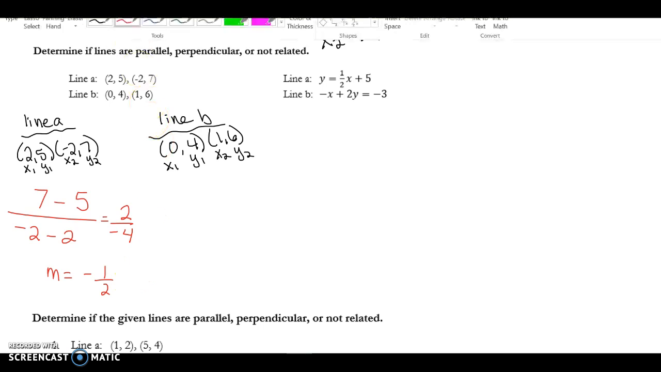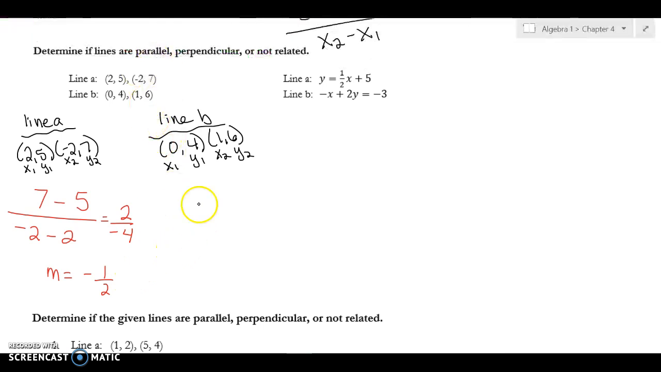Now let's change color so we can see the other one. Same idea. y2 is 6 minus y1, 4, over x2, 1 minus 0. So that's 2 over 1. This slope is 2 over 1.